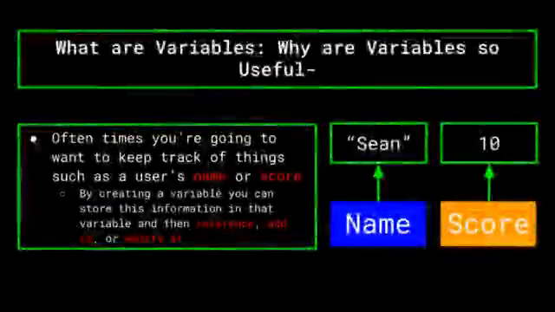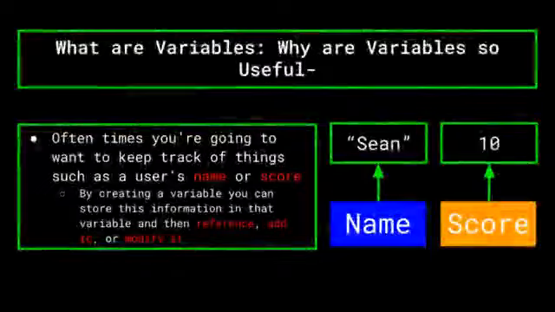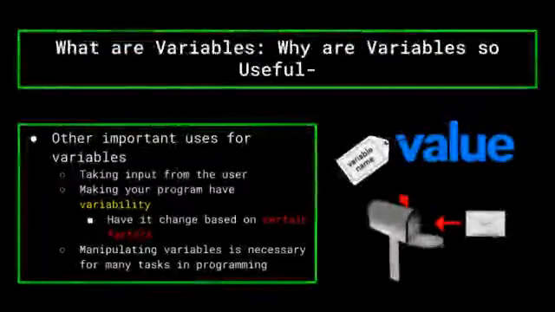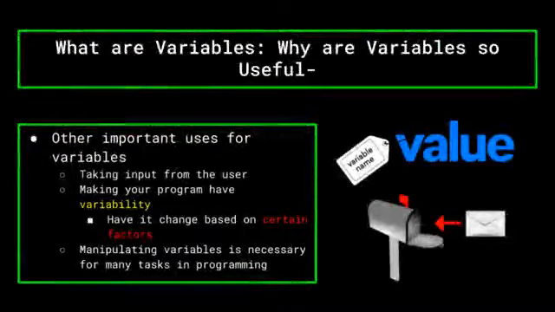Now, why are variables so useful? Well, being able to store information in a format that can be easily referenced later is essential for any good program. Oftentimes in code, you're going to want to keep track of things such as a user's name or score, and so by creating a variable called name or score, you can store this information in the variable and then reference it, add to it, or modify it. Also, many times, the program will want to take input from the user, which cannot be pre-programmed into the code, and thus a variable is required to store the information.